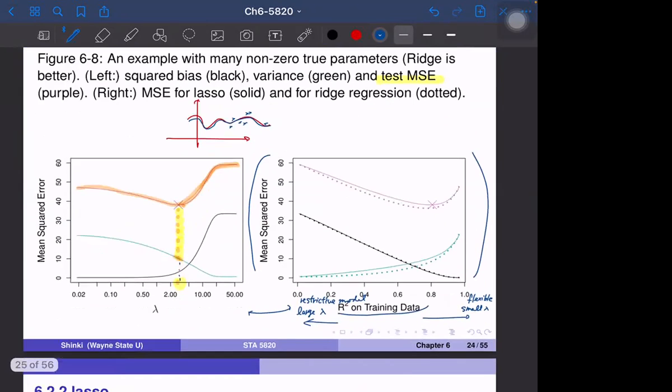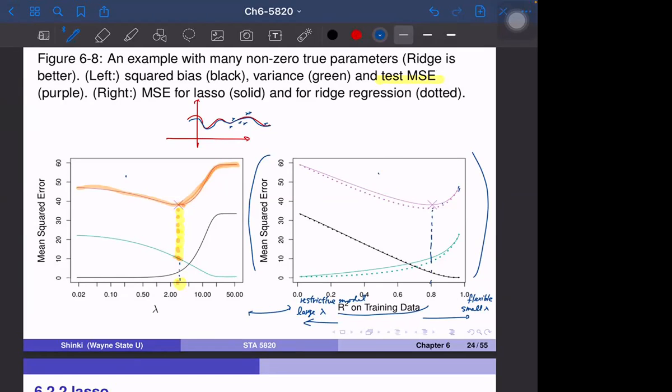The left figure and right figure correspond to each other, and we have the dotted line and the solid line. The solid line is the test MSE for Lasso, and the dotted line is the test MSE by ridge regression. For this data set, ridge regression works almost always better, maybe except for this point. So this is the data for which ridge regression works better.